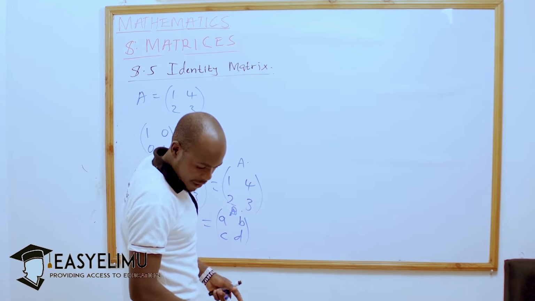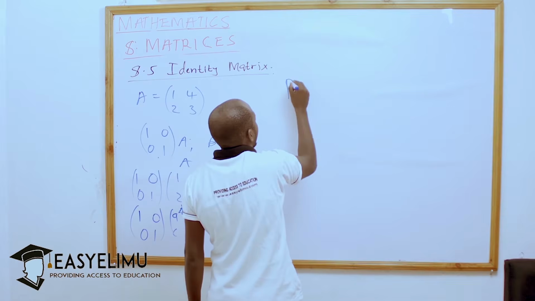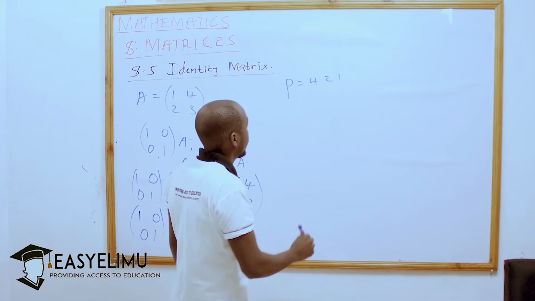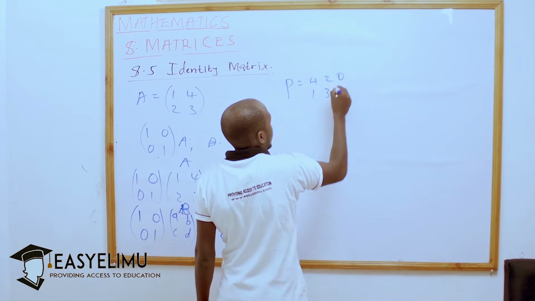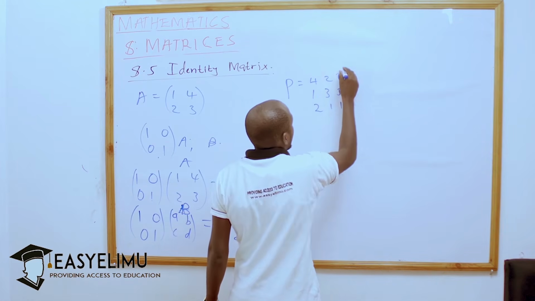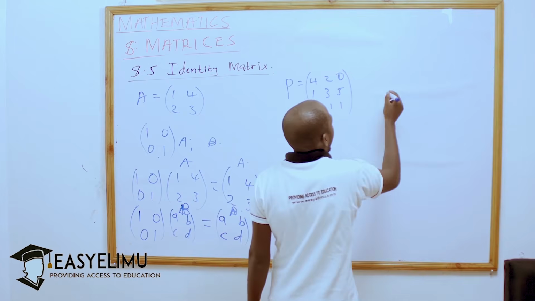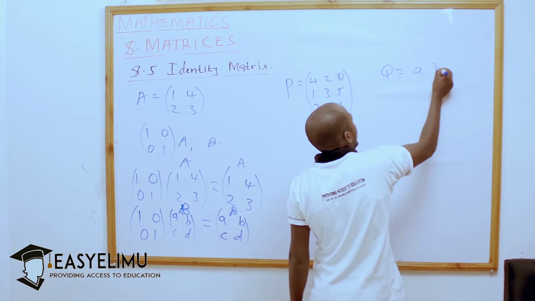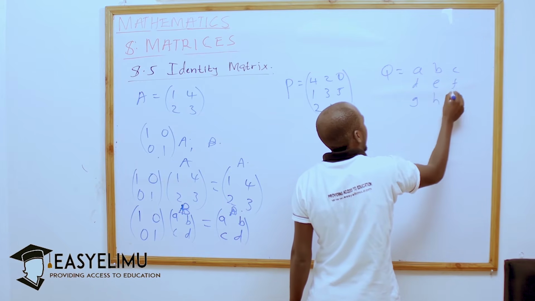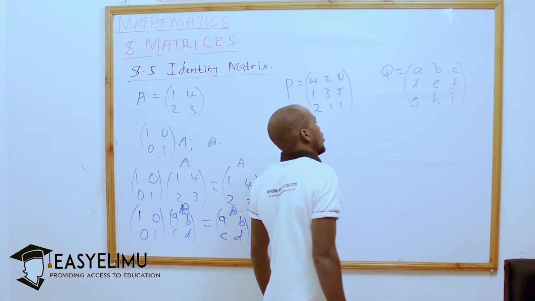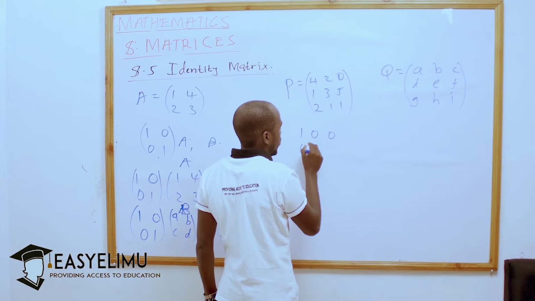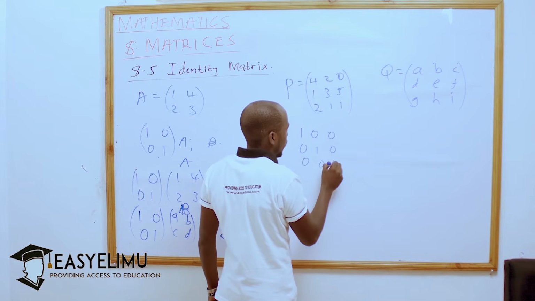Let's take another matrix like P, which is 4, 2, 1, 1, 3, 5, and this one be 0, 2, 1, 1. And maybe another one as Q, which is A, B, C, D, E, F, G, H, I. So this one, all of them. Let's pre-multiply each of them with a matrix of 1, 0, 0, 0, 1, 0, 0, 0, 1.